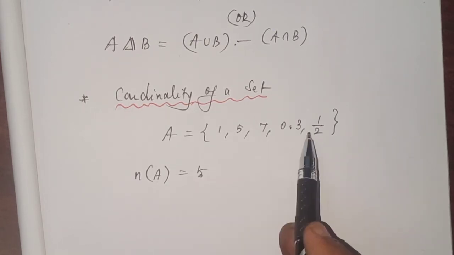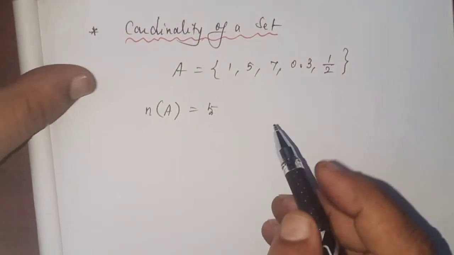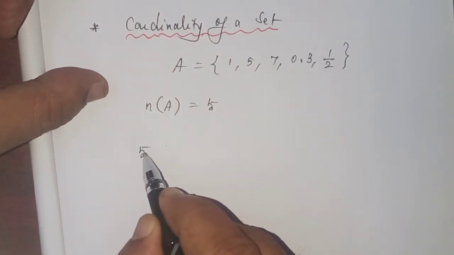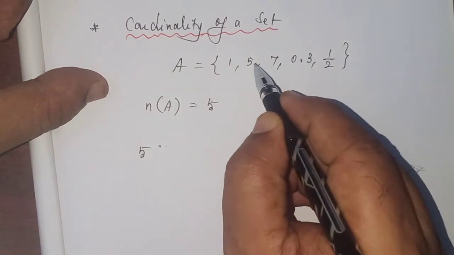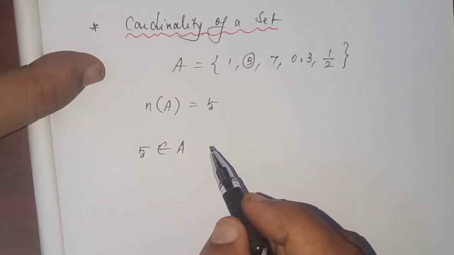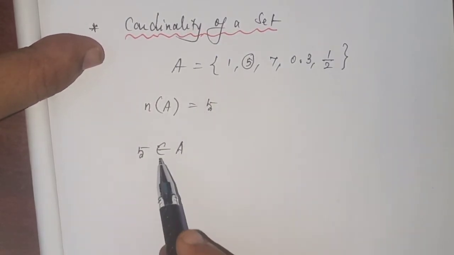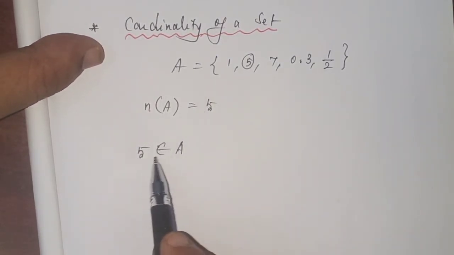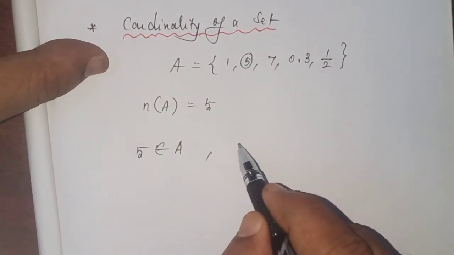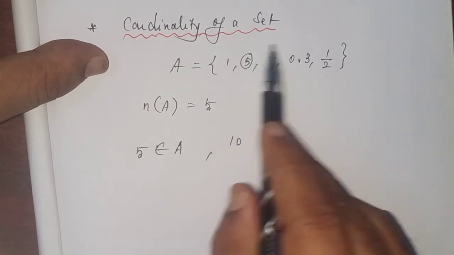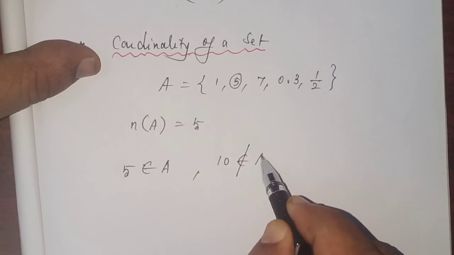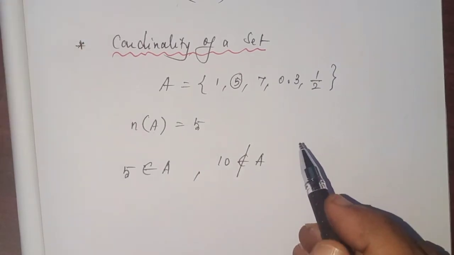Each and every one is called an element. See, 5 is an element of 5, not this 5, particularly this 5. 5 is an element of set A. 5 belongs to the set A. What symbol? Belongs. So I consider one number, 10. Is 10 in the set A? No. You have to write like that: 10 doesn't belong to the set A.